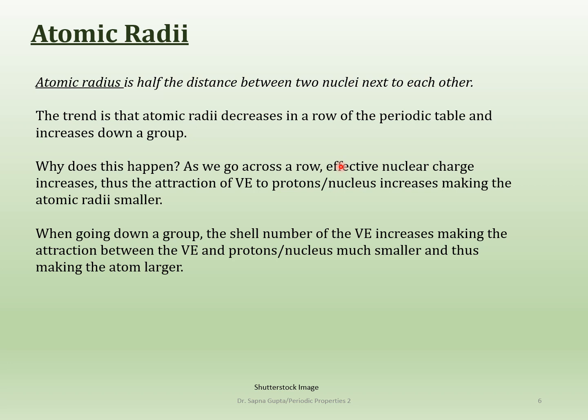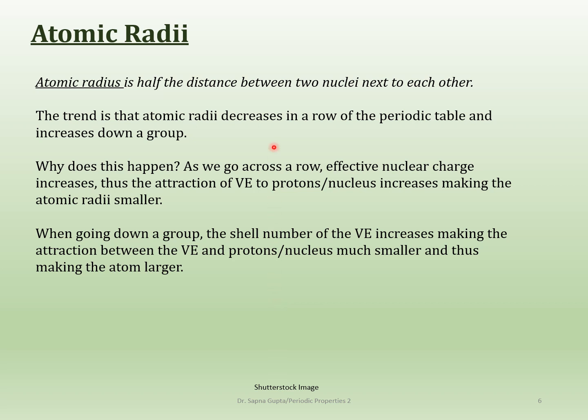And as we said, atomic radii is half the distance between two nuclei next to each other. So if you can imagine a whole bunch of soccer balls next to each other, then in the middle, the distance between them, half of that is the atomic radii. Okay, so the general trend is that as you go across the periodic table, the radii decreases. As you go down, the radii increases.